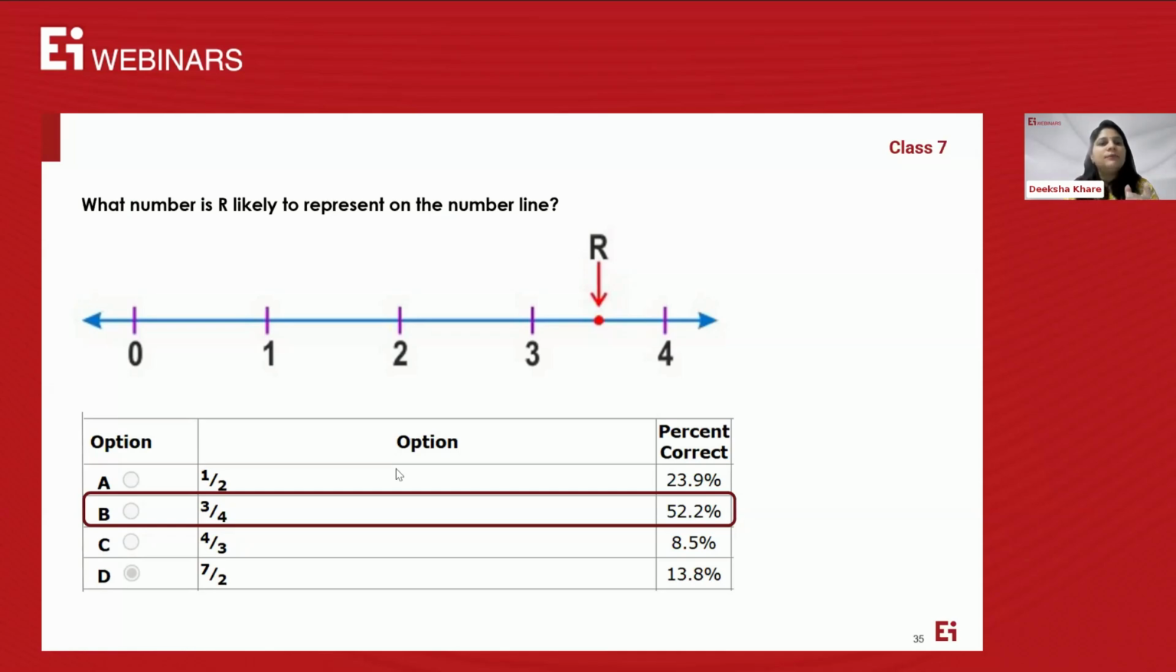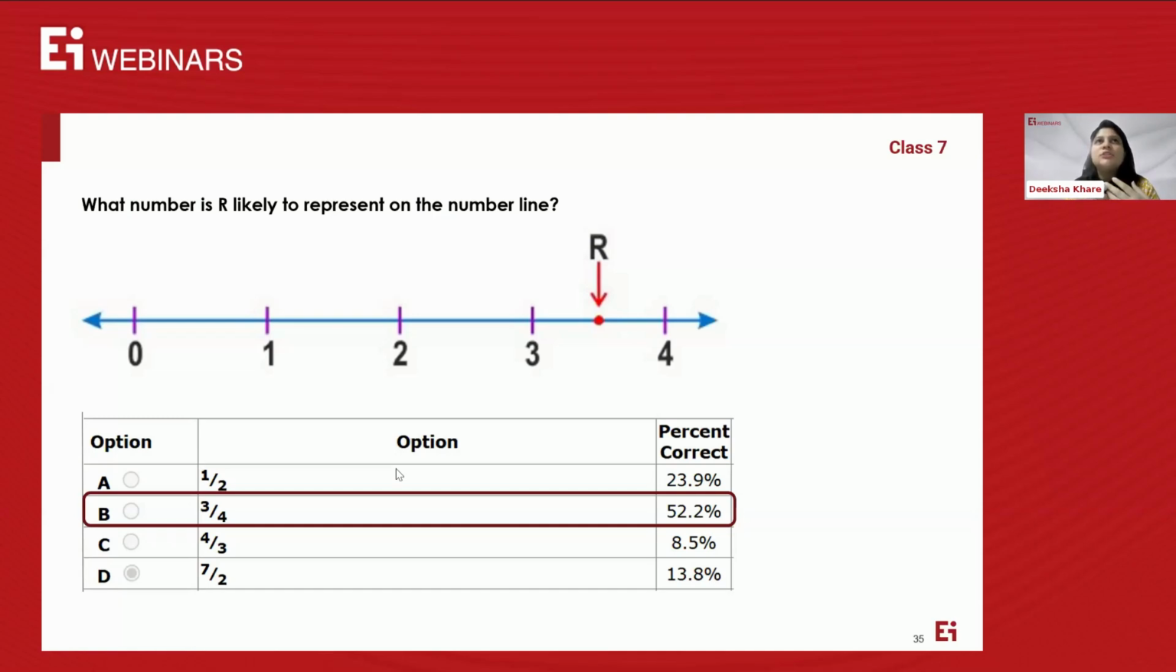So option D is the correct answer, but you can see that almost 52% of students have gone for 3 by 4. Also 23.9, that is almost 24%, have gone for option A, that is 1 by 2. Now, why may students have gone for 3 by 4? It is because it is between 3 and 4. The underlying misconception is that a fraction between A and B is A by B. So that is the main cause of this misconception.